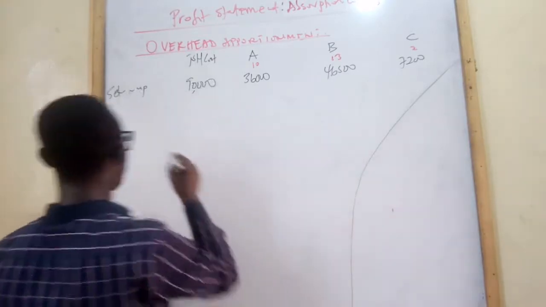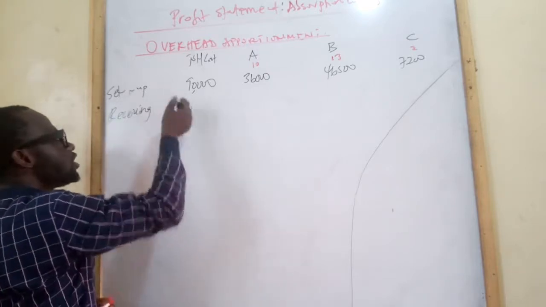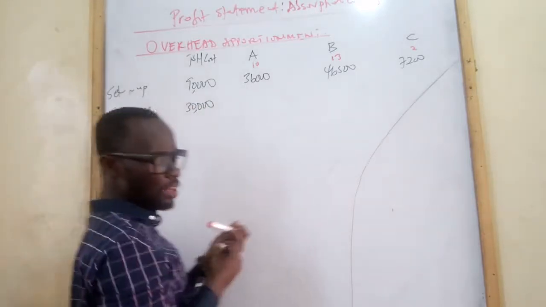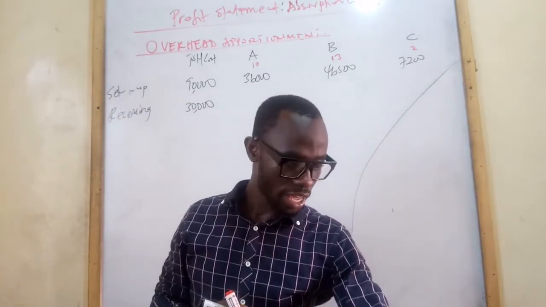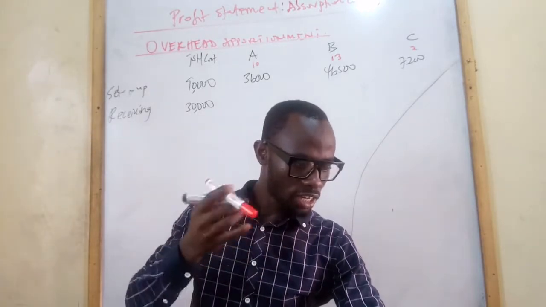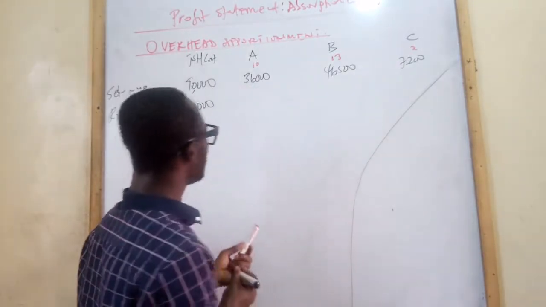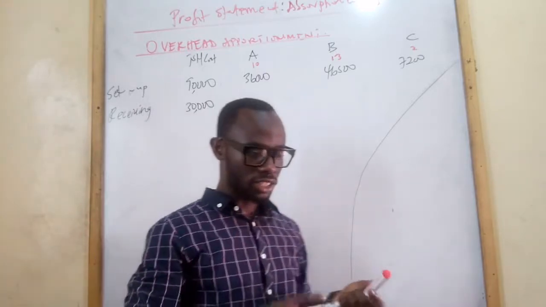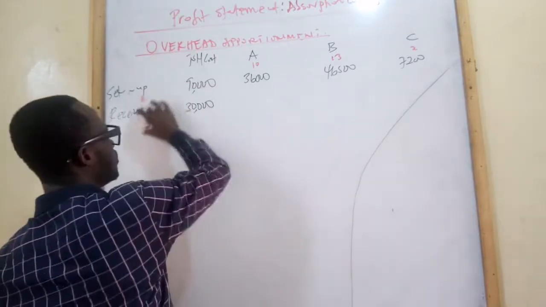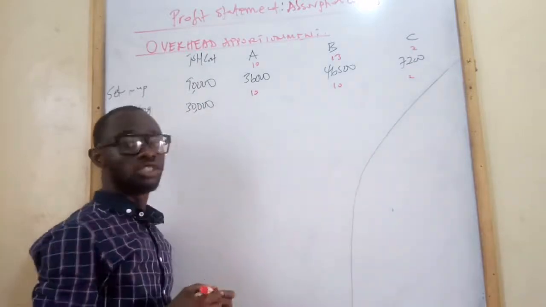The next thing is receiving cost. Now, for receiving, we are given that the total is 30,000. If you look at the cost drivers that were given to us, receiving will be in relation to the number of deliveries received. So that will be based on the number of deliveries received. If you look at it, A is 10, B is 10, and C is 2. So the number of deliveries received is 10, 10, 2. And that is going to be 22.